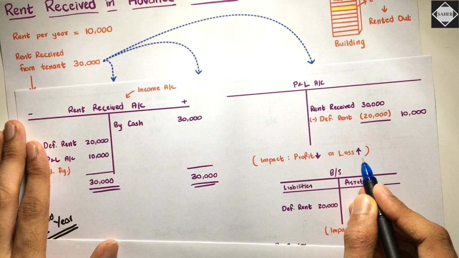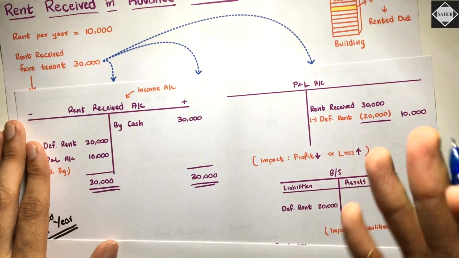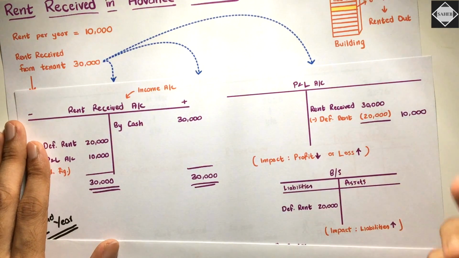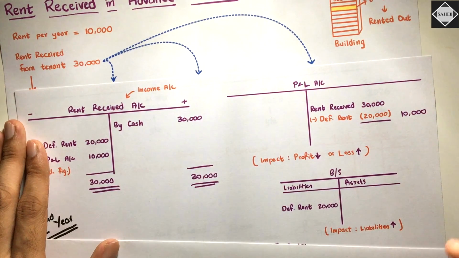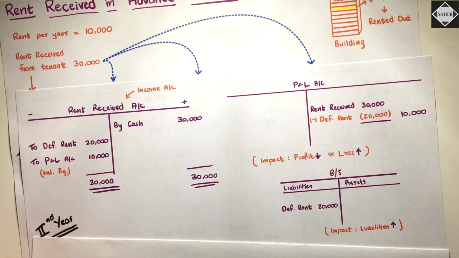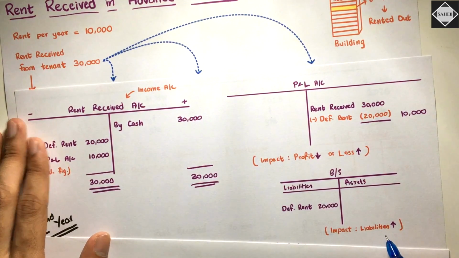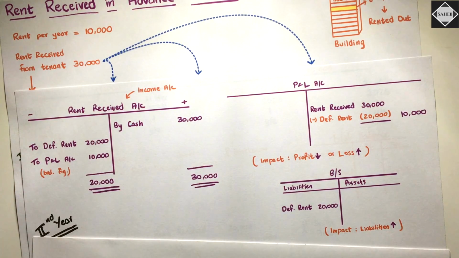Or if there is a loss, loss will increase. This is the impact in P&L, in the statement of P&L or P&L account, whatever it is. And in the balance sheet, the impact is liabilities will go up because of the adjustment entry I'm talking about. Is that clear? You recorded the liability over here, so liabilities will go up. Is that clear? Fine, understood.